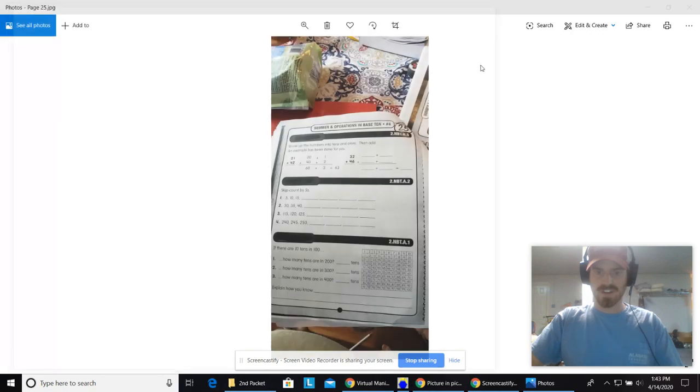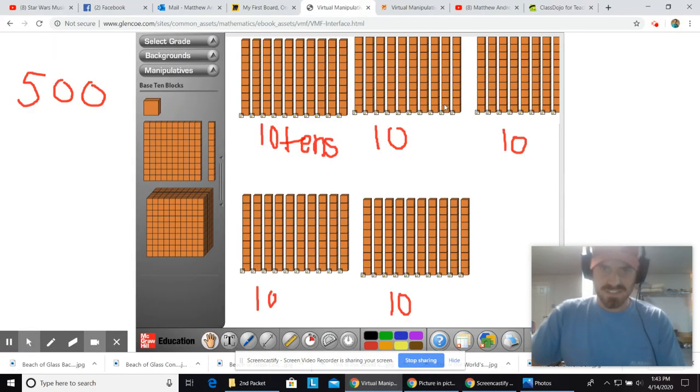I was able to figure out how many tens were in 500 by drawing 500 and regrouping them into 10s. I knew that there were 10 tens inside of 100. So if I have 500, I must have five different groups with 10 tens in every group, which would make 10, 20, 30, 40, 50 tens. And it would still be 500. So if you have any questions about that, let me know and I'll try to help as soon as I can.